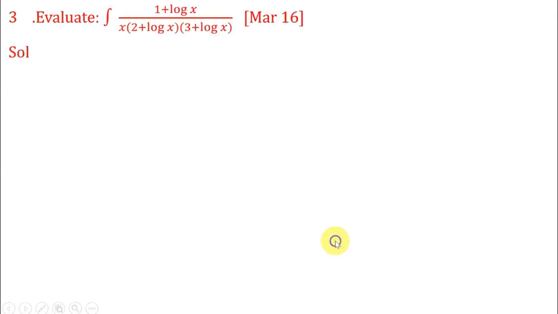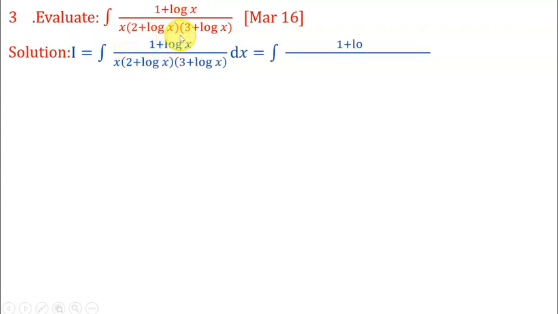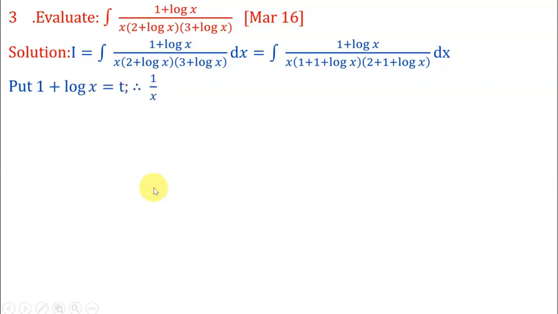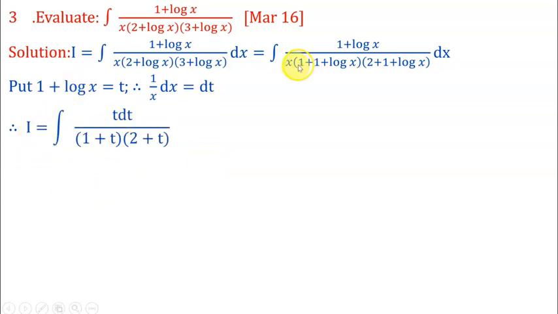Now next, evaluate integral 1 plus log x upon x in bracket 2 plus log x into next bracket 2 plus log x. Asked in March 16 examination. Okay. Now here the substitution 1 plus log of x is t. 1 upon x dx is equals to dt. Therefore your integral I is equals to integral t into dt. That is 1 plus log x means what? t. dx upon x is replaced by dt.